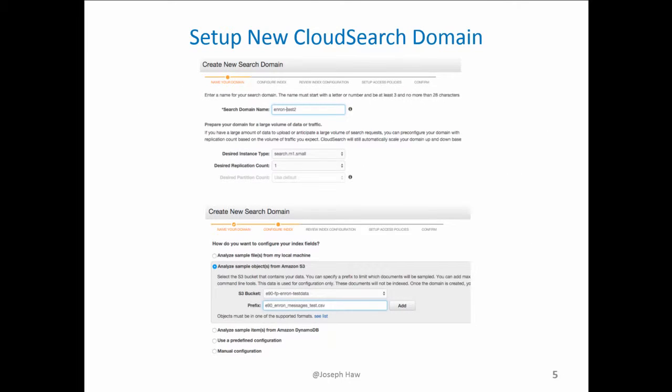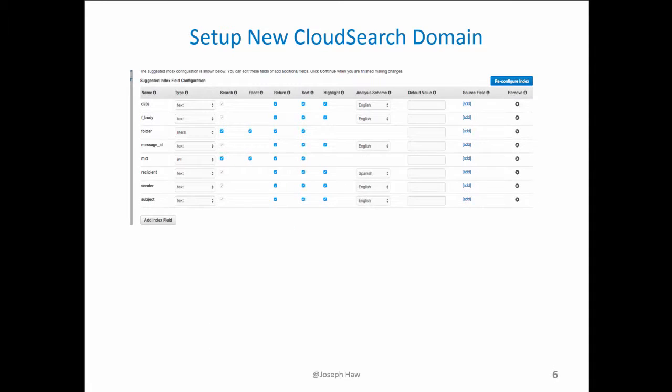Here are some screenshots of running through setting up my test domain. I gave it a name. I went with just a small instance with minimal replication, because this was for testing purposes. Here I said where I wanted to pull my sample data from. You can pull this from a variety of sources like your local machine, data that's stored in an S3 bucket, data that's in a DynamoDB, or you can do it all manually. I loaded some test data, again just 10 to 15 messages, into an S3 bucket, and then used this for the initial analysis.